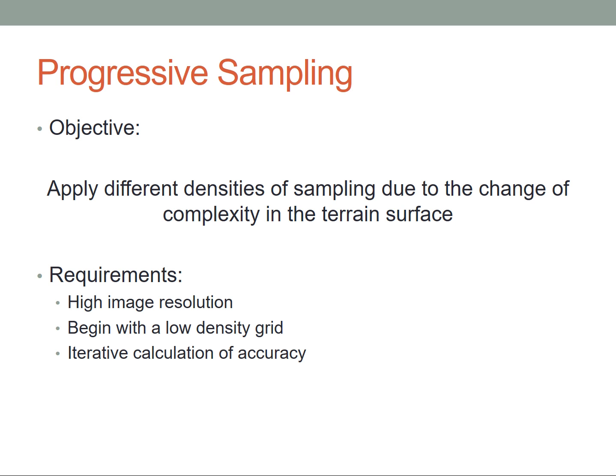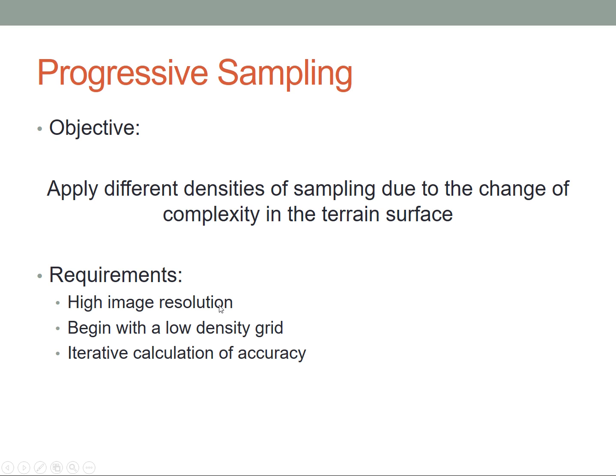Last but not least, there's something called progressive sampling. And this is getting to be more and more common, because the computers do all of this stuff, right? So when you come in with LiDAR data, it's really hard to do a lot of this stuff by hand, but I want you to understand what's kind of going on in the background of what's happening. So this is applying different densities of sampling due to the change in complexity of the terrain surface.